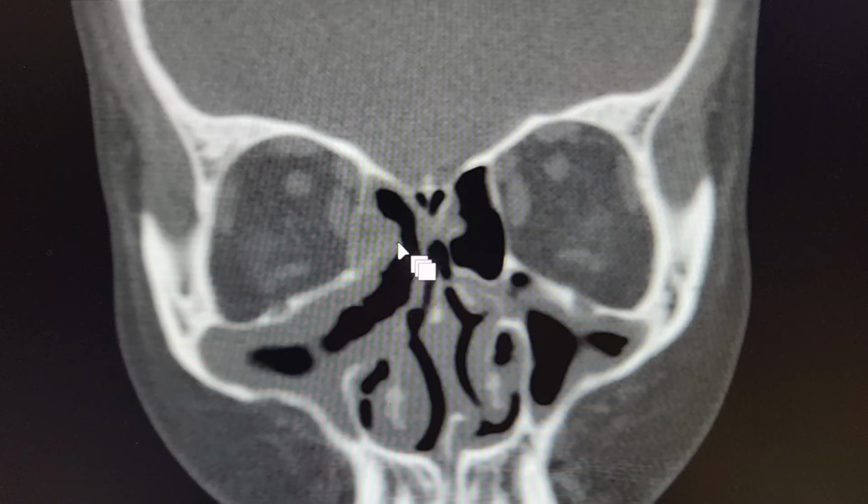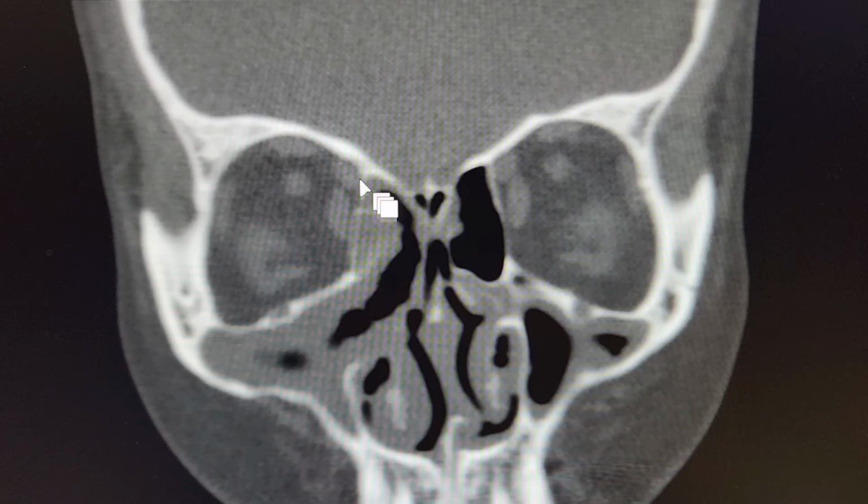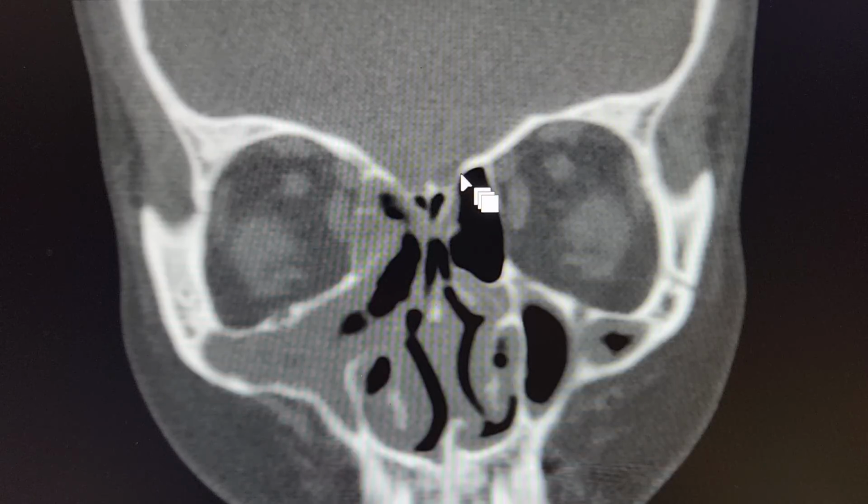The ethmoids are also involved. Nothing major. The lamina papyracea looks thinned out probably over here. The skull base looks intact. There's no dehiscence or any meningoencephalocele or meningocele in this patient. Just a routine case of right-sided FESS I'll be performing, but at the same time I'll be covering each and every anatomy from a skull base perspective as well.